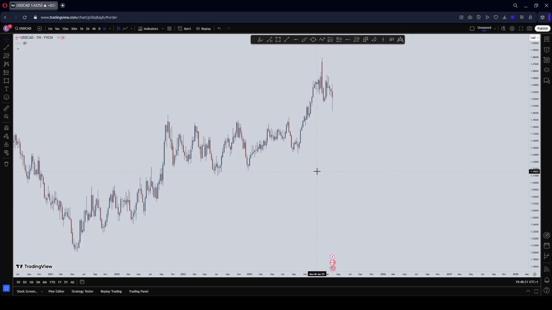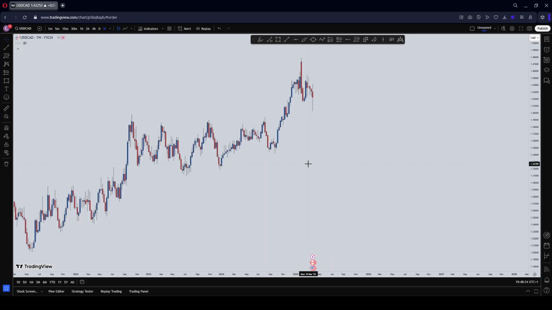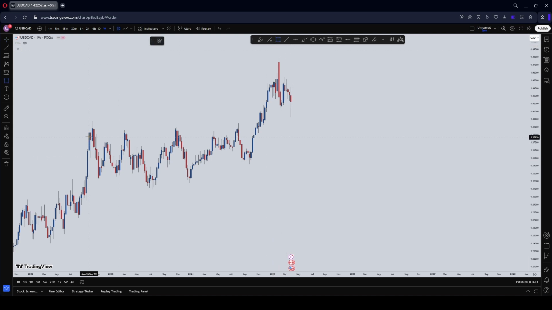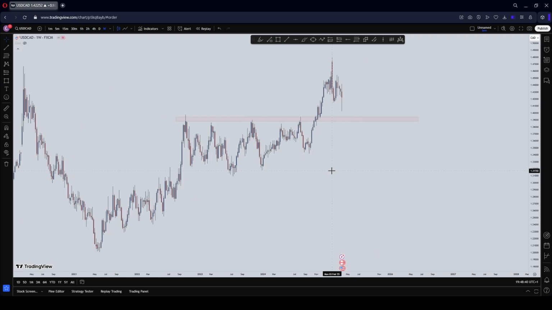What do we see now on the weekly time frame? On the weekly time frame, we see that price has clearly formed this key level. There is another key level here.